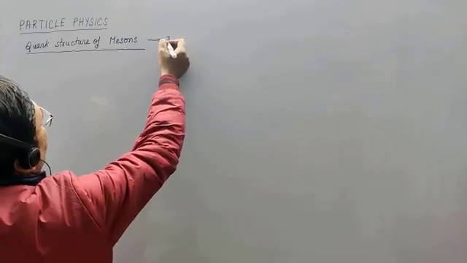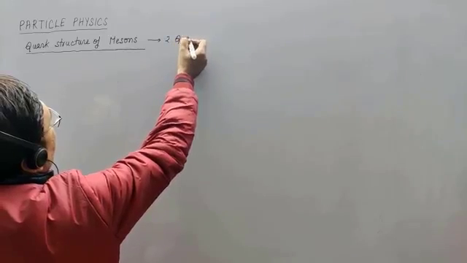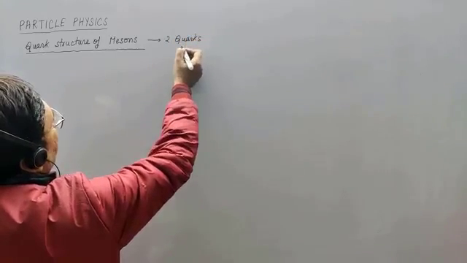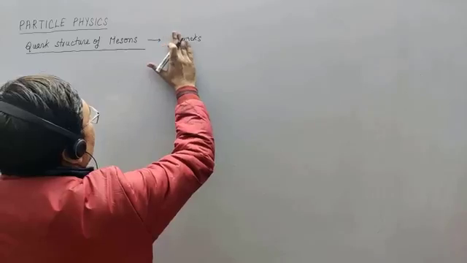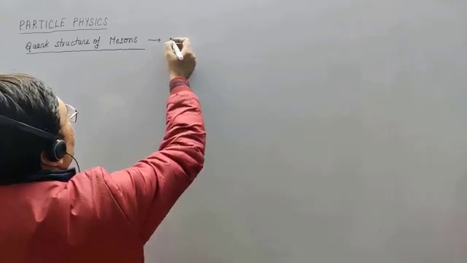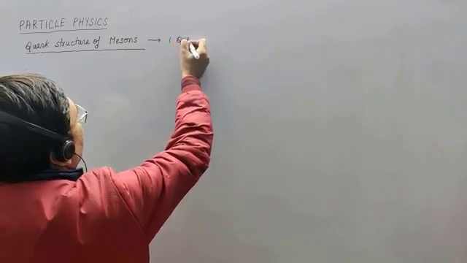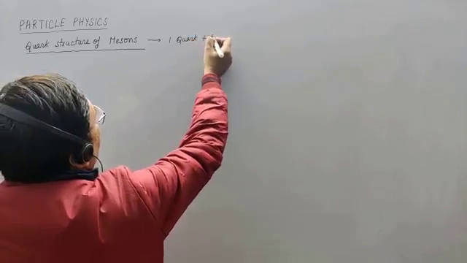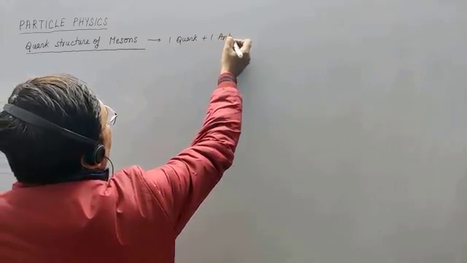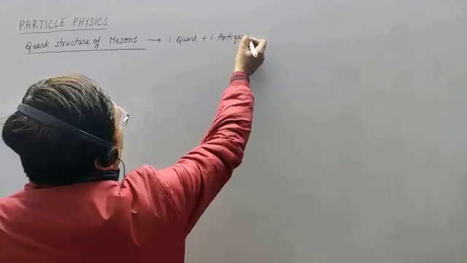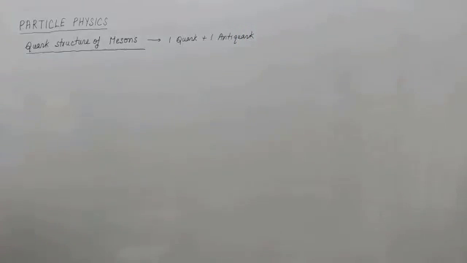Basically, two quarks will be involved, or rather, one quark plus one antiquark will be involved here. In the structure of mesons, we know mesons are the combination of one quark and one antiquark.